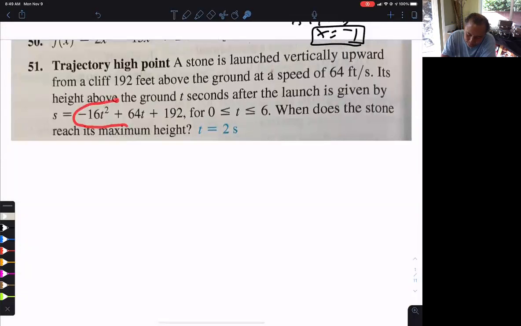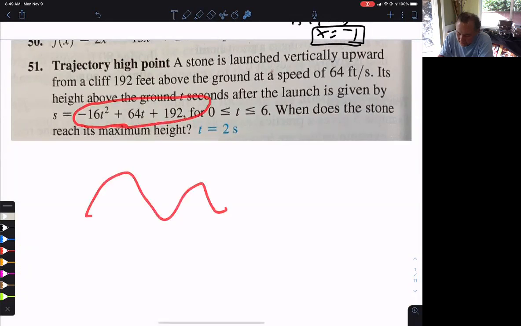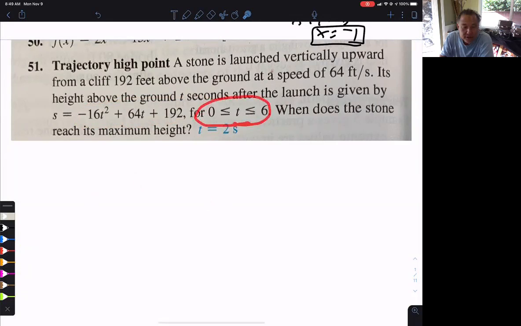This is a polynomial, and we know polynomials are continuous. They're just these wavy things like that. And we have a closed interval, starts at 0, ends at 6, includes the endpoint. So this is a continuous function on a closed interval. The extreme value theorem says we have to have a max and we have to have a min. And they're asking for the maximum height.